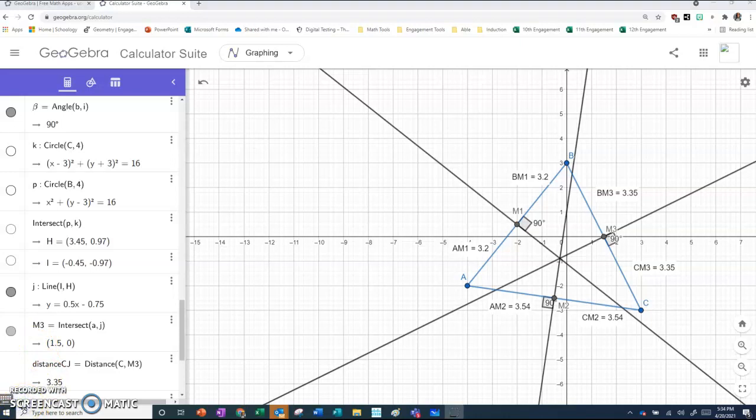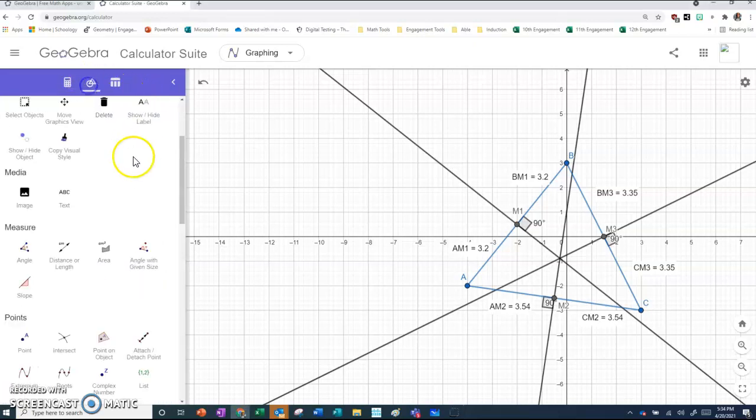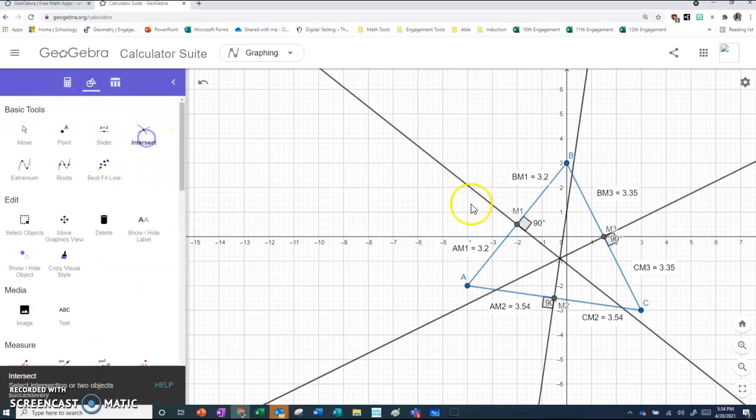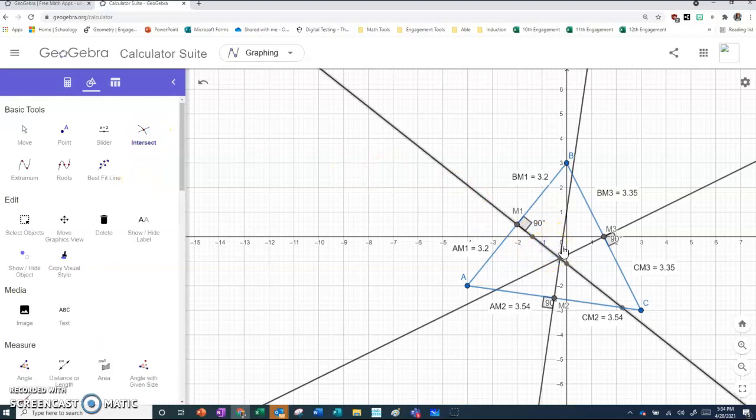Now that you have all three perpendicular bisectors, find the intersection of those lines to find the point of concurrency, which is the circumcenter. Use the intersect tool to find the intersection of those lines. You can just click two of the lines. This point right here is the circumcenter of the triangle, the point of concurrency for all three perpendicular bisectors.